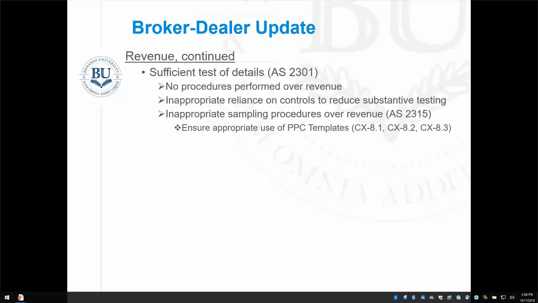It's really using these PPC templates of 8.1, 8.2, and 8.3 as they relate to the sampling techniques and substantive procedures. These are the PPC templates for audits of broker-dealers. That is specifically the references in here for the PPC templates and where you would be able to find them. As a reminder, if you are doing controls testing on a broker-dealer, make sure that if you do mark a control as less than high, you're ensuring that you appropriately test the controls.